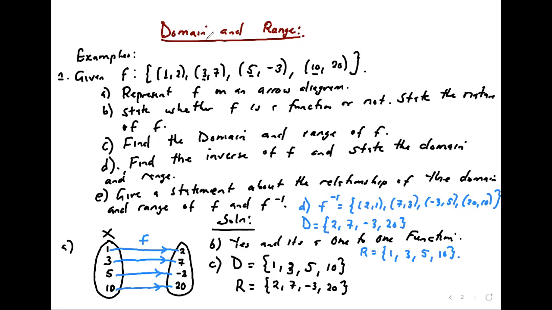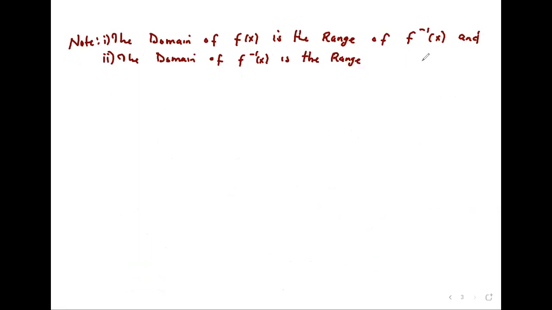Then E, the derivative now, is asking us to make a statement of the domain and the range of f and its inverse. I want you to observe that what we call the domain for f is called the range for f inverse. The same, 1, 3, 5, 10 is the range of f inverse. The range of f has been called the domain of f inverse.